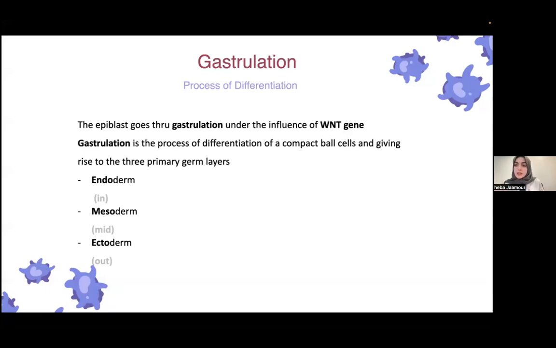We're gonna go through the details, but to keep a general overview in your head, you get this cell that divides until it becomes a blastocyst, and then it gives rise to different layers, and those layers give rise to different structures in our body. Now, let's see exactly how this happens, okay?